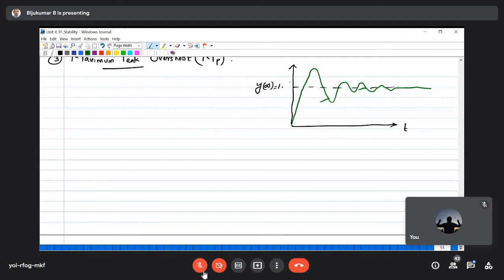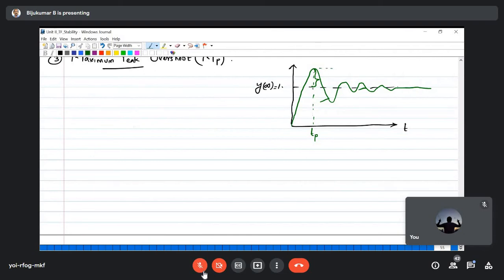Okay. So, which is that part? If I draw in this, so this is our peak time, means time taken to reach this first peak, right? So this part, this is the overshoot, maximum overshoot. So how much the output response is going beyond the steady state value.